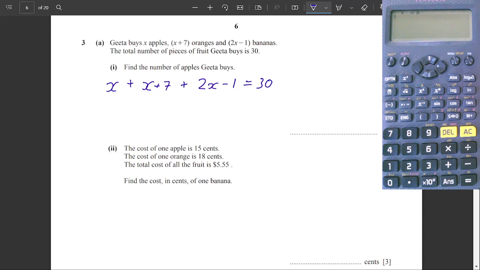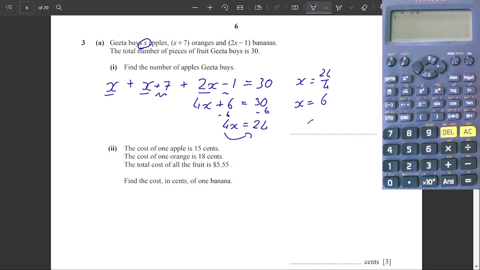So let's solve this equation. Let's add up all the x's. 1x plus 1x is 2x, plus 2x is 4x. And 7 minus 1 is 6. Let's subtract the 6 from both sides. That gives us 4x equals 24. To get x, we divide by 4. 24 divided by 4, x equals 6. x is the amount of apples she bought, so she bought 6 apples.